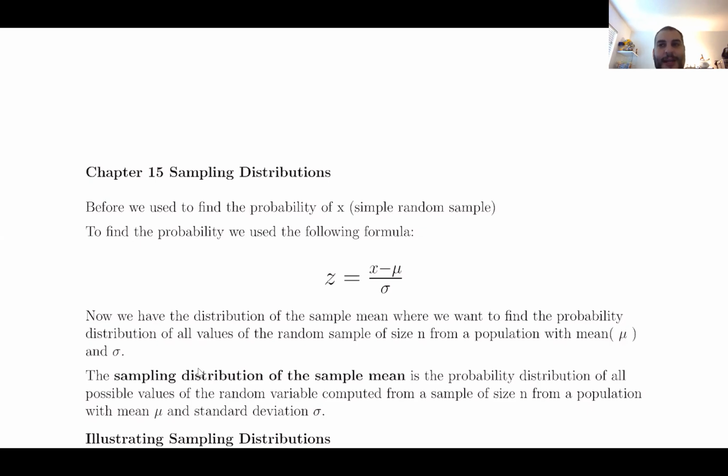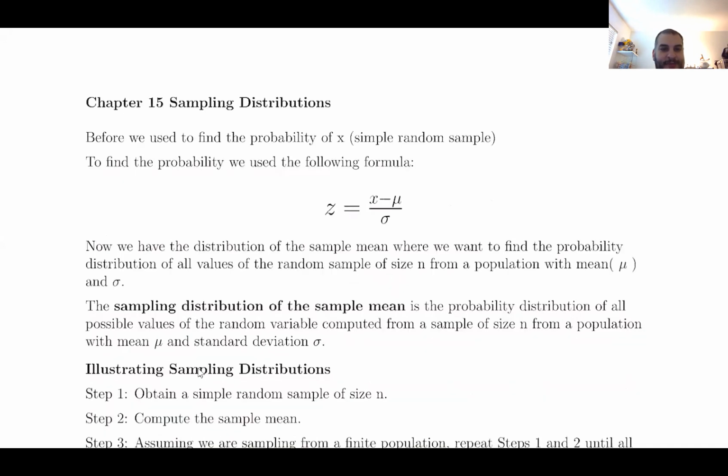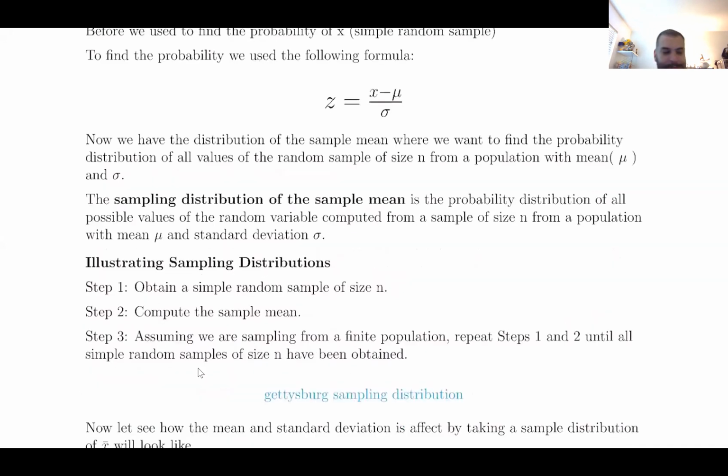The idea of the sampling distribution is that you have a population, and we continually randomly select a certain amount of people from that population. And from that, we make a new population. If you go to illustrating sampling distribution, these are the steps.